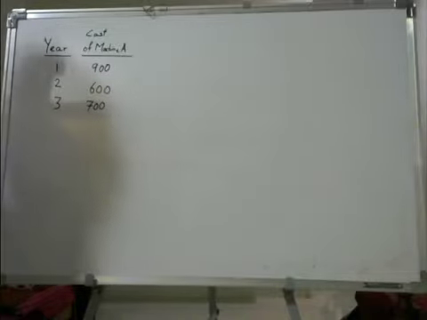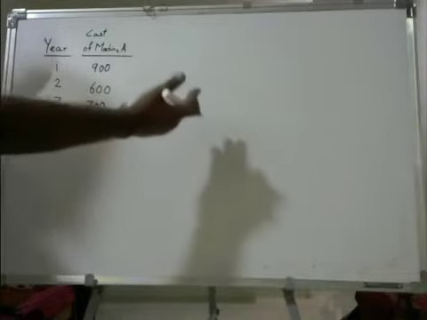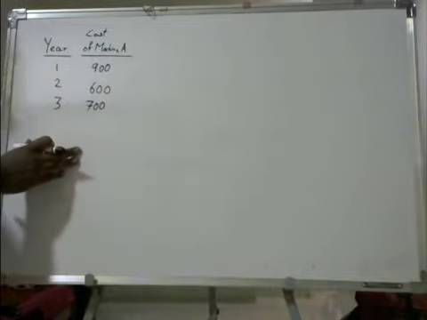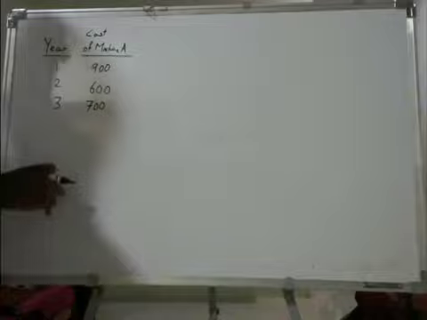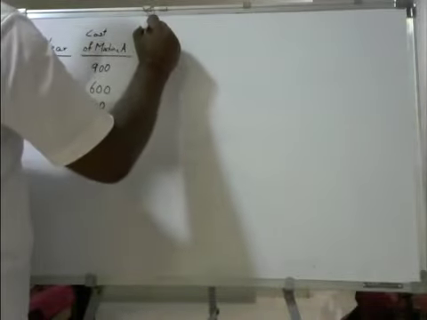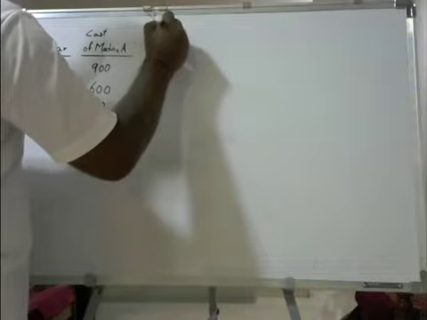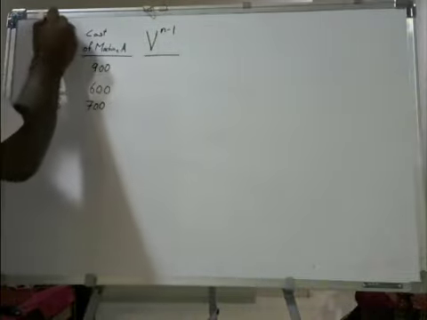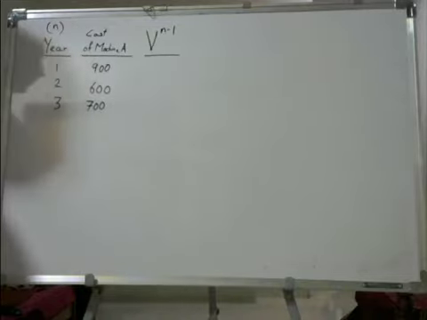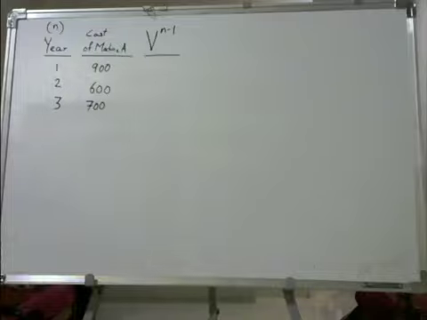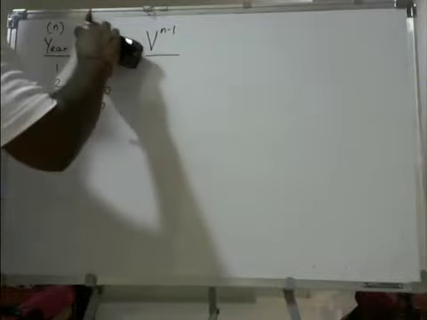So before we go ahead with the cost of machine B, we'll first calculate the discount rate. Now first we need to calculate here in the table. We need to have V raised to n minus 1, where n is the year. Right? Now, here when we are doing this, I'll just rewrite this so it is more visible.